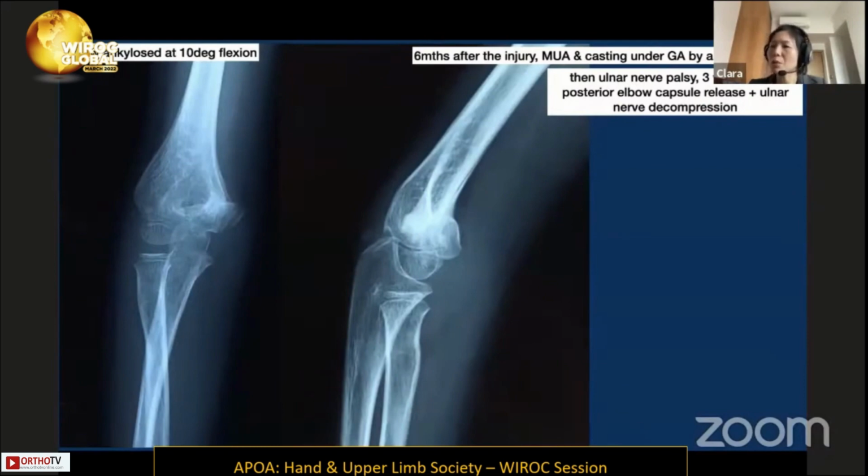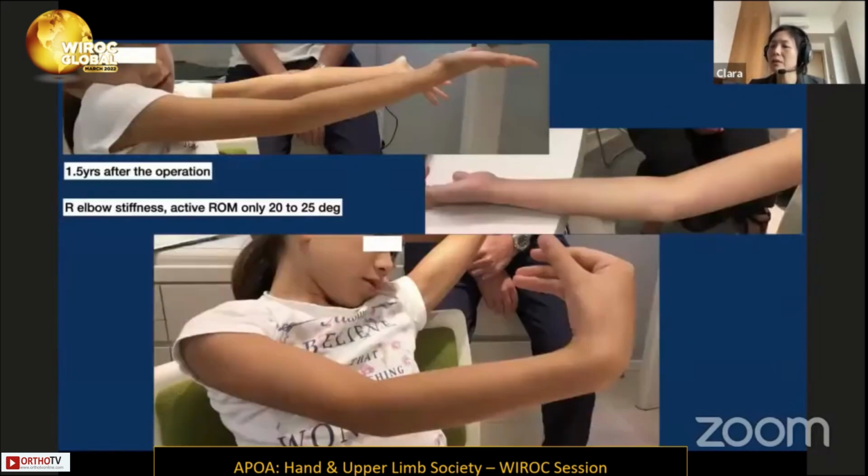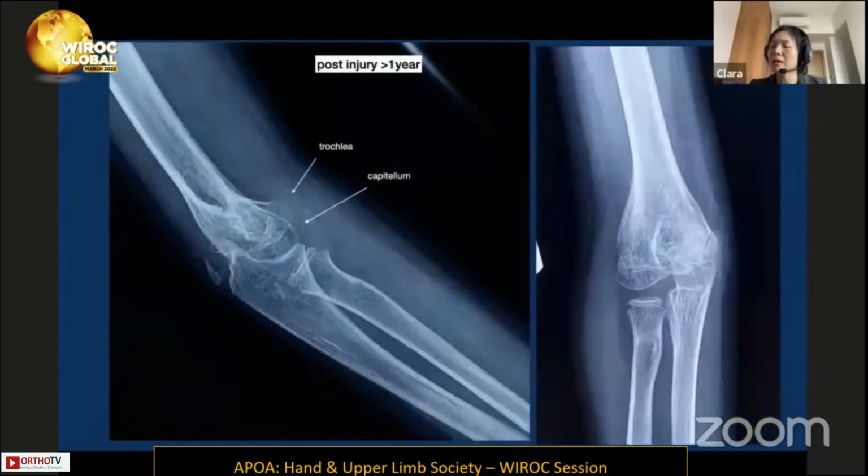Then she underwent an open surgery for the release, complicated with ulnar nerve palsy, and then the ulnar nerve release was performed again. And this is her condition at the time she saw me, which is already 1.5 years after the operation. The elbow range of motion is only 20 to 25 degrees, and the X-ray shows a deformity of the distal humerus, including the capitulum and also the trochlea.